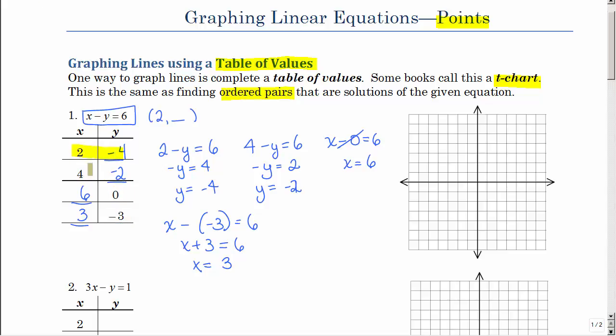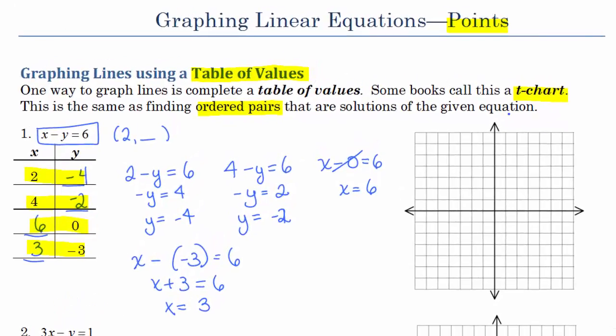So we have these 4 ordered pairs. So we're going to plot those ordered pairs on our coordinate system. So remember, x and then y. So we start at the origin. We're going to go right 2 and down 4. Put a dot. Don't make them huge. Okay, so we've graphed that one.